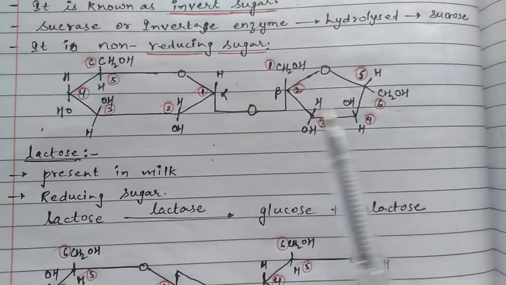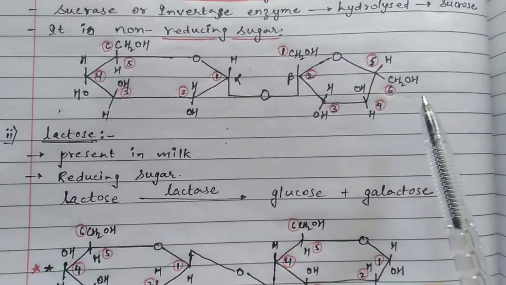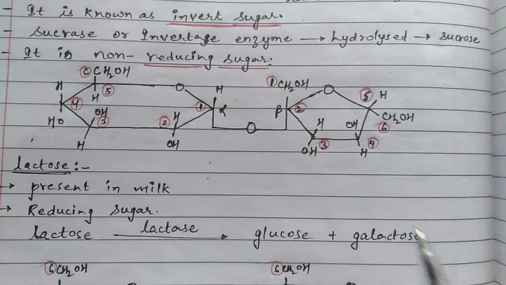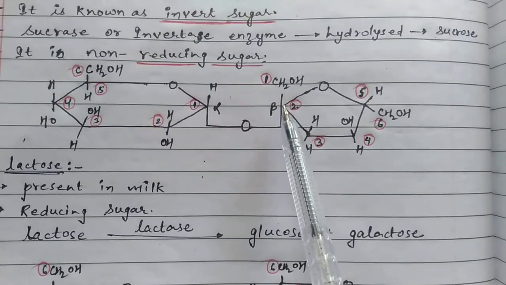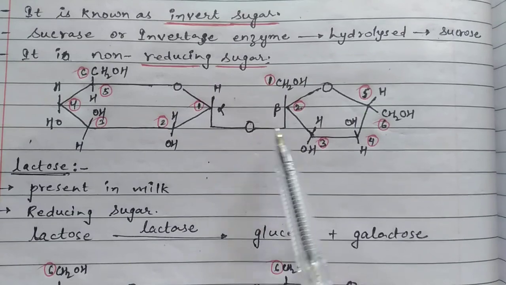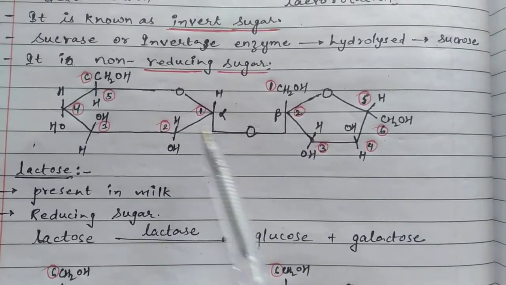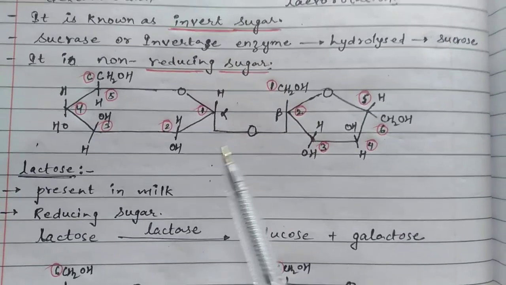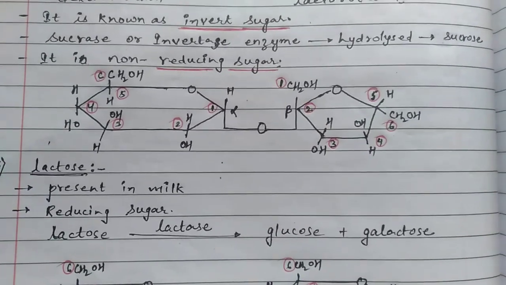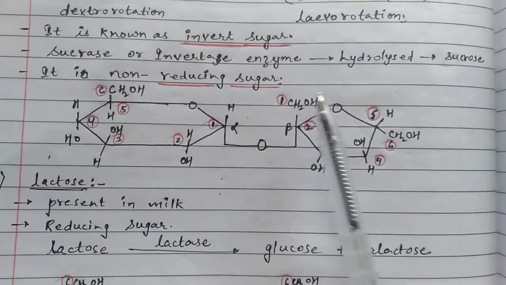You can see here, this is the structure of sucrose. This is the molecule of glucose, and this one is the molecule of fructose. In this structure you can see the second carbon of fructose is combined with the first carbon of glucose. Because of that, the keto group of fructose and the aldo group of glucose are both not free in this structure, so they cannot react with Tollens reagent and Fehling reagent. Because of this reason, this is a non-reducing sugar.